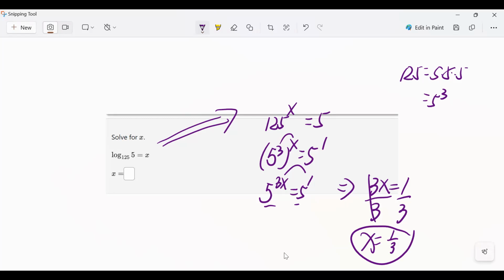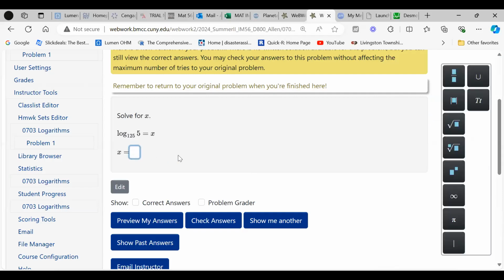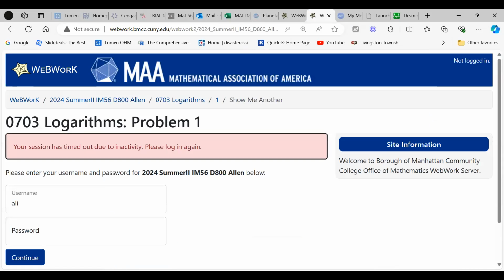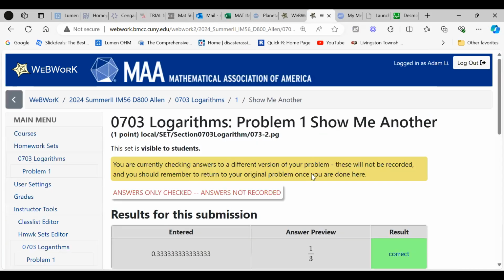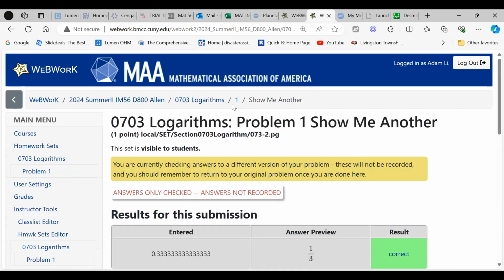Okay, let's go back and input the answer here, 1/3. System log layout, so let me start writing. So it's good, the answer is good.